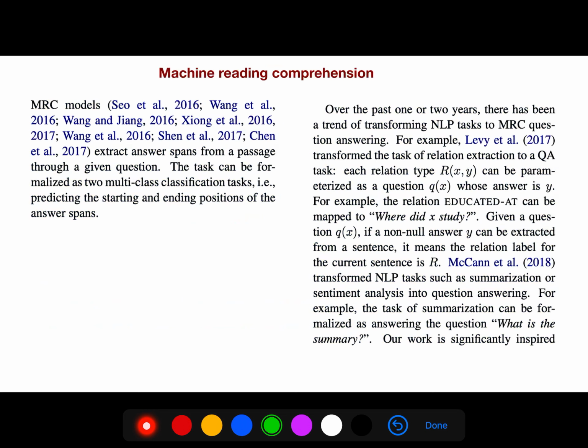And if you're familiar with machine reading comprehension, for example, if you want to find a relation, the relation is just equal to a question. So we map from a relation to a question, and then we answer the question to find the entity, which we know is the answer, because it is one of the entities of the entity-relation-entity triple.